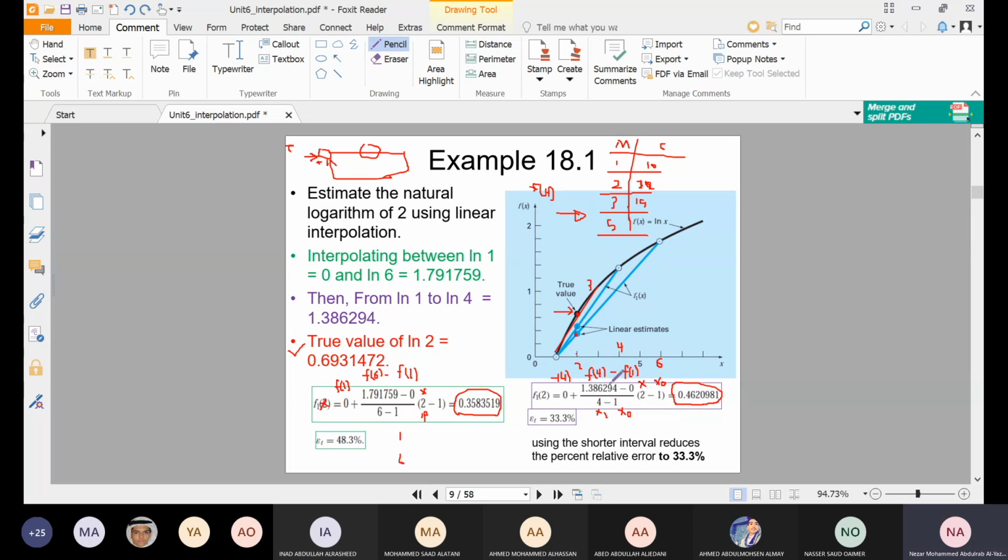If you use a shorter interval, you will reach here. So in this case, this will be our estimation, and you can see the error is less than what we had before. So in general, we can say that when we use a shorter interval, it usually reduces the relative error. Okay, that's what I know.